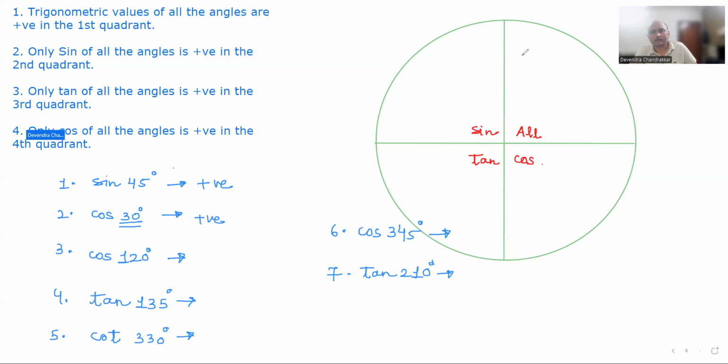Very good. Got your answers. Nice. So cos 120 is negative. All of you please check. Tan 135, this angle lies in the second quadrant. In second quadrant, only sine is positive. Tan is negative. So this is negative.